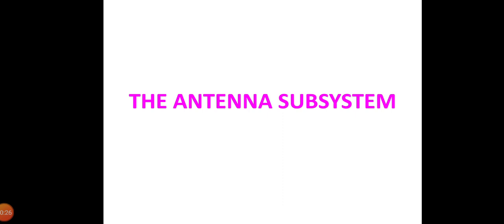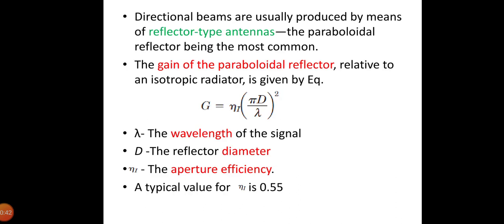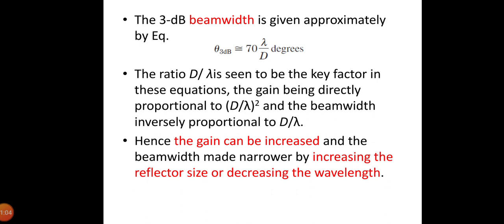So, directional beams are usually produced by means of reflector types of antennas, and the paraboloidal reflector is the most commonly used antenna. The gain of the paraboloidal reflector relative to an isotropic radiator is given by the equation G equals eta_I times (pi d by lambda) the whole squared, where lambda is the wavelength of the signal, d is the reflector diameter, and eta_I is the aperture efficiency. The typical value of eta_I is 0.55.